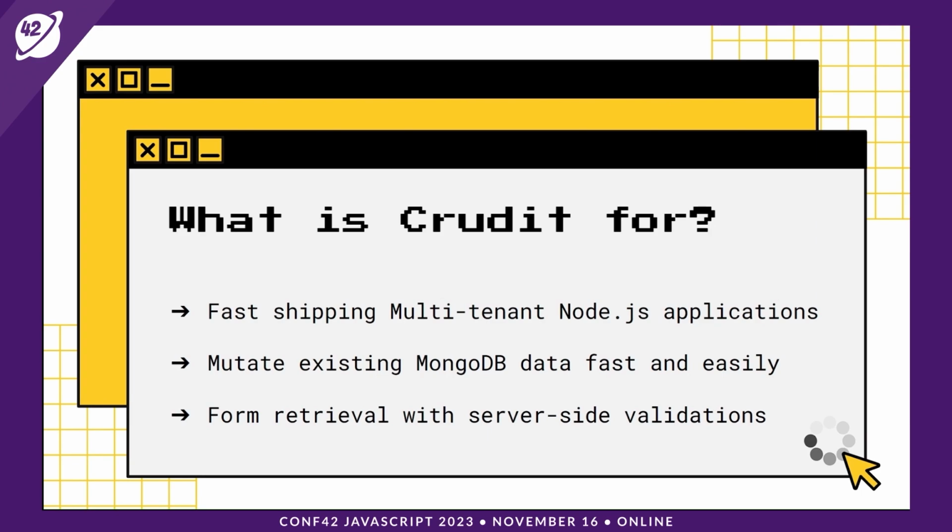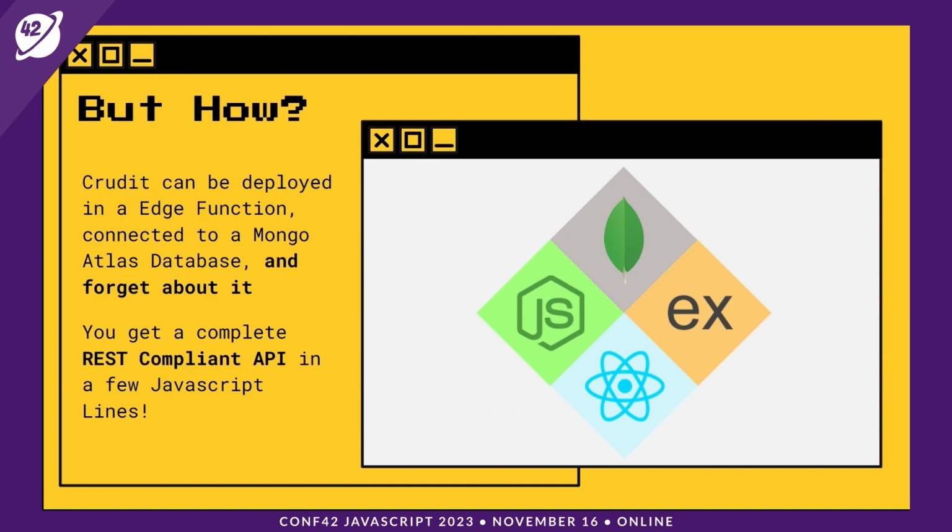You can use Crudit for form retrieval, and you can use server-side validation to be sure that the data you're receiving is clean and the format of the data is respected. But how? Crudit is a JavaScript library that can be used in every Node.js runtime.